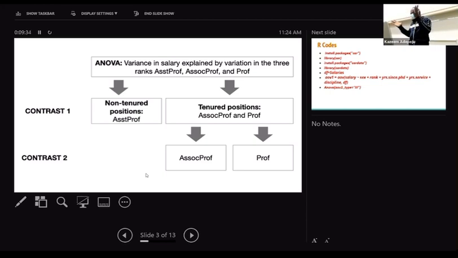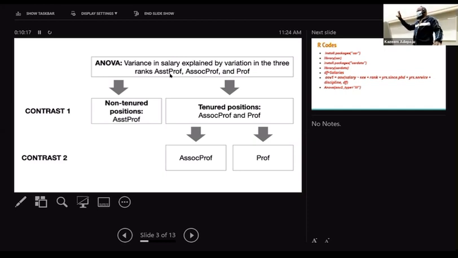If we want to classify majorly, we're going to classify the cadre into two: non-tenure track and tenure track. In the tenure track, we have two levels, associate professor and professor. But in the non-tenure track, we have assistant professor. Maybe what we want to do is to compare salaries between the three levels: assistant professor, associate professor, and full professor.